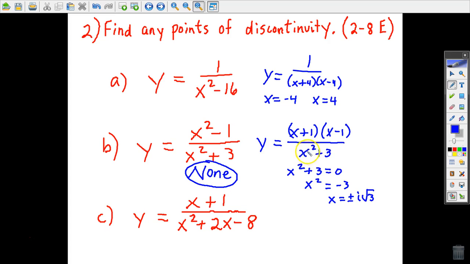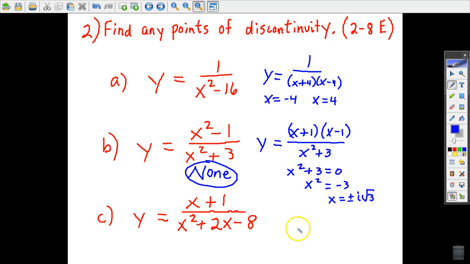Remember, we're only worried about making the denominator 0. Some people have wondered, well, what about the numerator? Well, it's okay to have a number divided into 0. That's just 0. But it's not okay to divide by 0. So we're looking out for numbers that make the denominator 0.